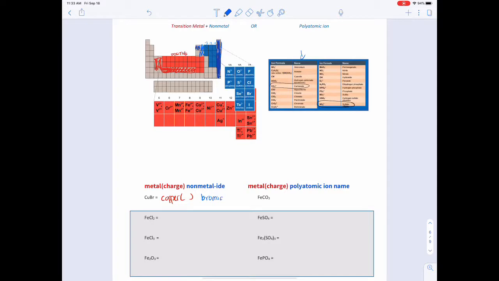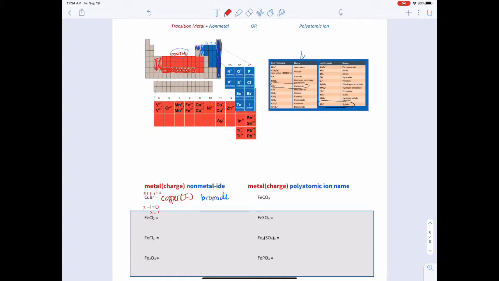Bromide, there's one bromine, and it's in the column that has a -1 charge. And copper has to balance it out. So if we call copper X, then we have that X - 1 is equal to 0, so copper's charge is 1. Or you can just think, I need a +1 to balance out my -1 from the single bromine.